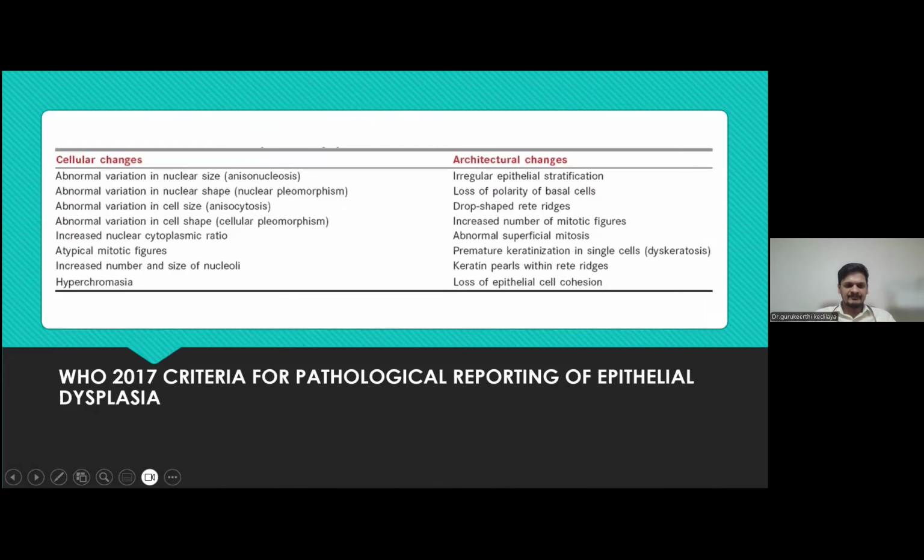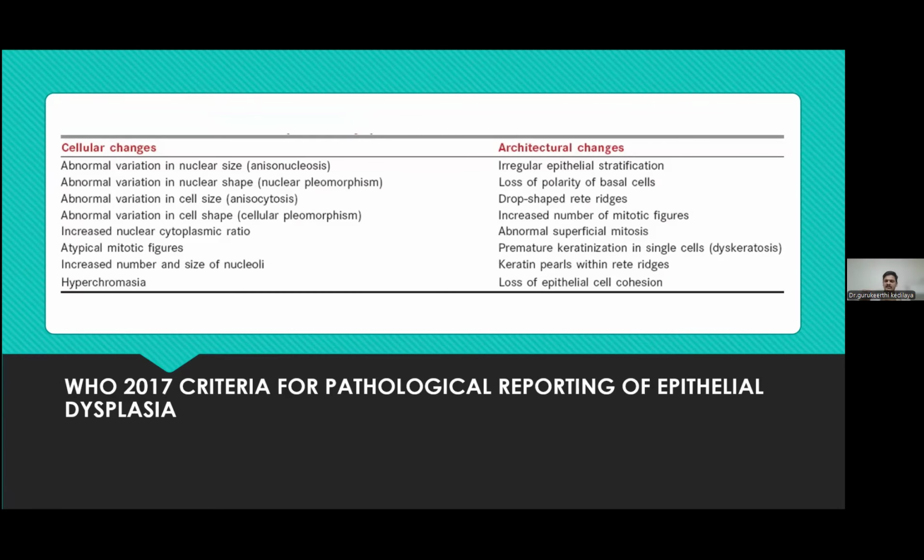PVL. So these are the WHO 2017 criteria for pathological reporting of epithelial dysplasia. As we know, there are cellular changes and architectural changes which are looked at in the epithelium.